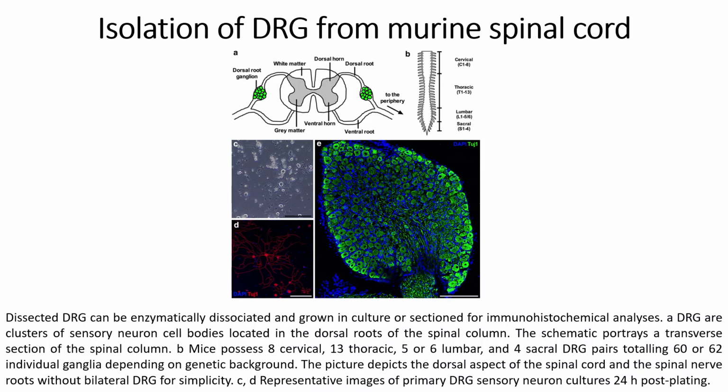In the lecture videos, we have discussed how we can isolate the dorsal root ganglia from the murine spinal cord. I could not find an appropriate video which describes this process, but I will try to provide it in the PPT slides later if I find one.